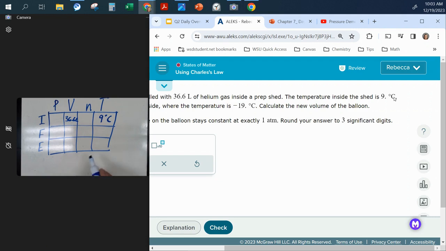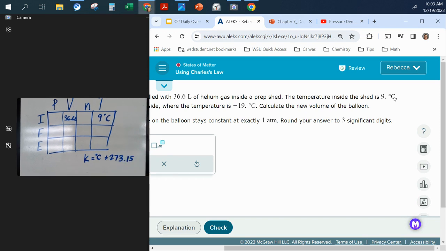Yes, plus 270 something. Yes, so Kelvin equals Celsius plus 273.15. You either have to memorize that or you have to write it on a note card for the test, because you will need that for the test. Okay, so I'm going to take my 9 degrees plus 273.15.